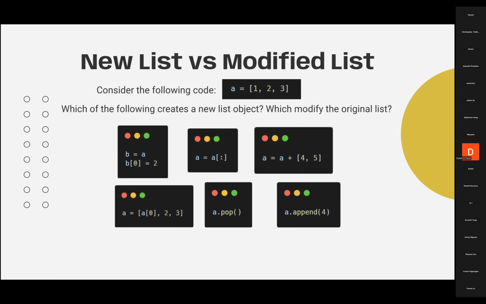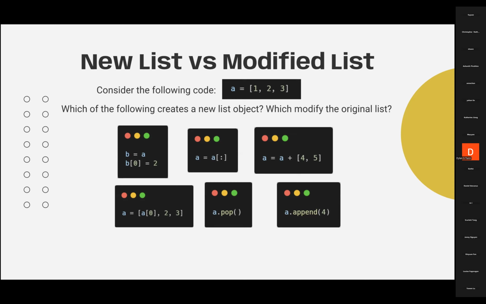Okay, so we know that pop and append just modify the original list, and slicing will create a new list. But we also introduced that the plus operation will concatenate but returns a new list.